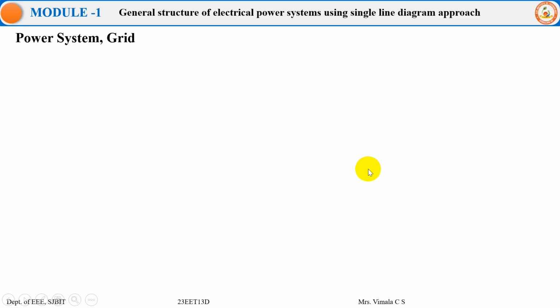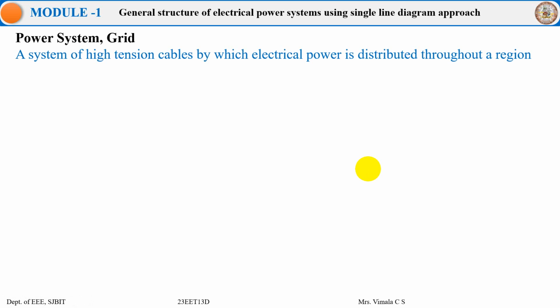So, let us talk about the power system grid. What is power system or grid? The system of high tension cables by which electrical power is distributed throughout a region. So, grid is a point where the distribution of power happens to different regions, and grid is a point where the generations of various resources can be given to the point.